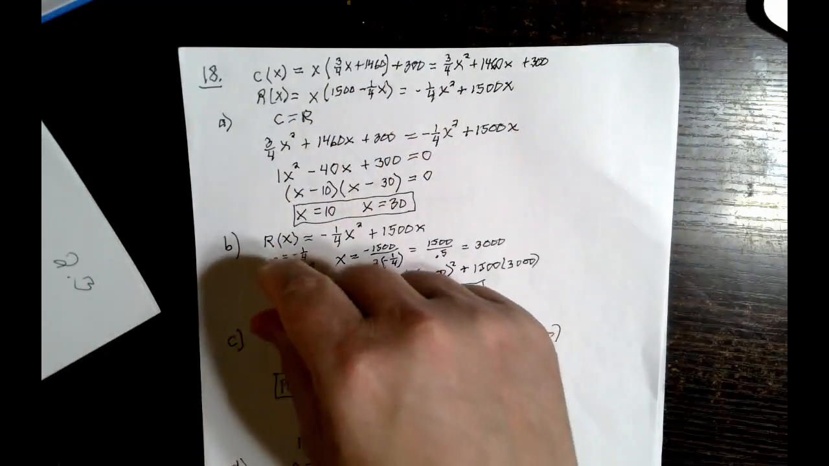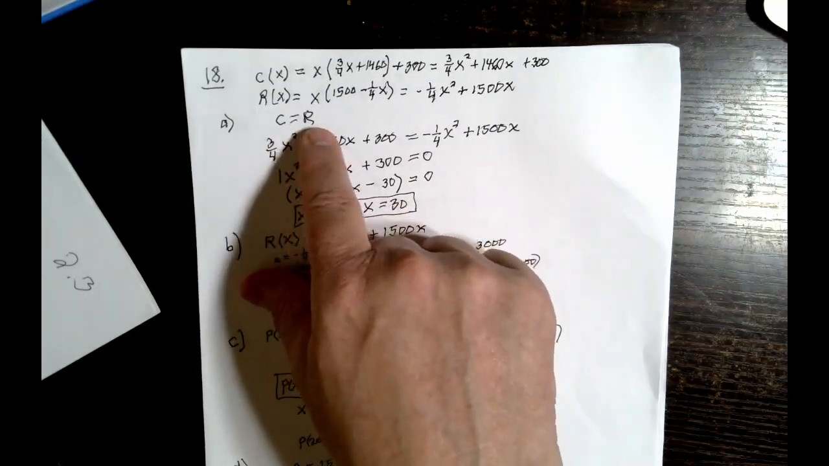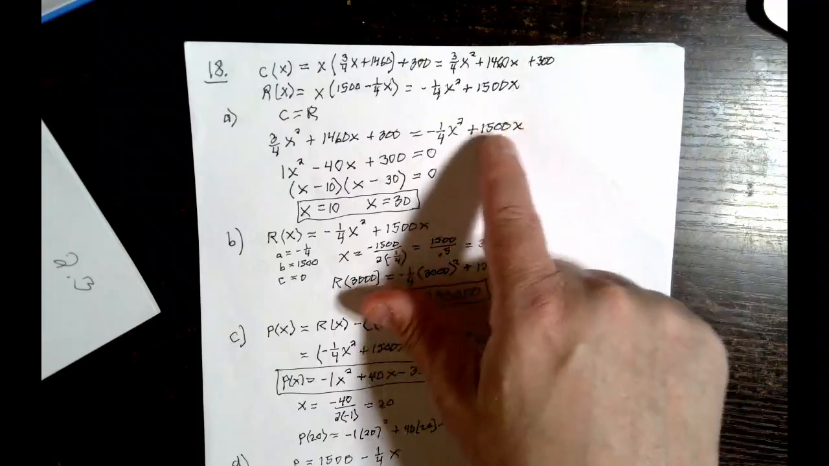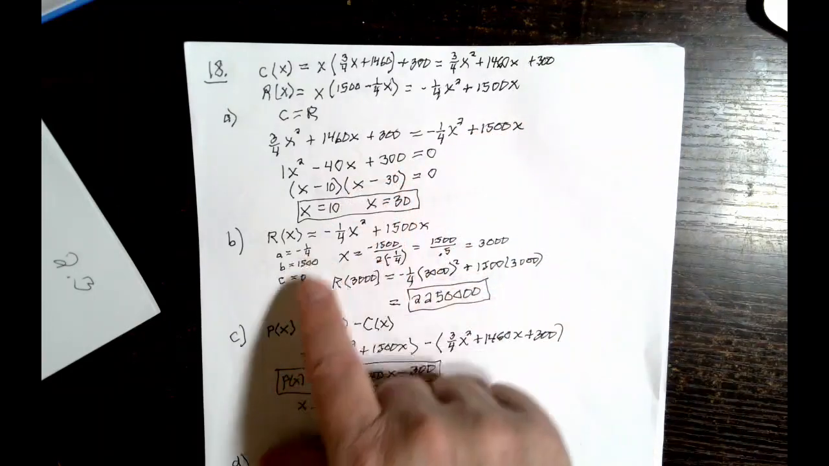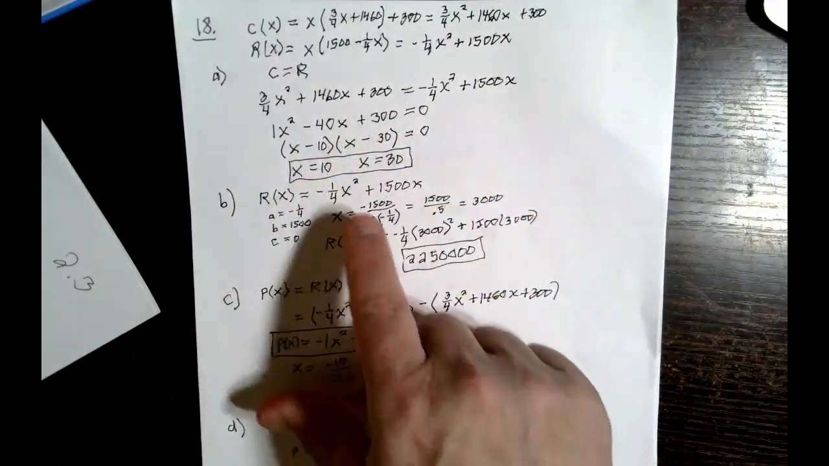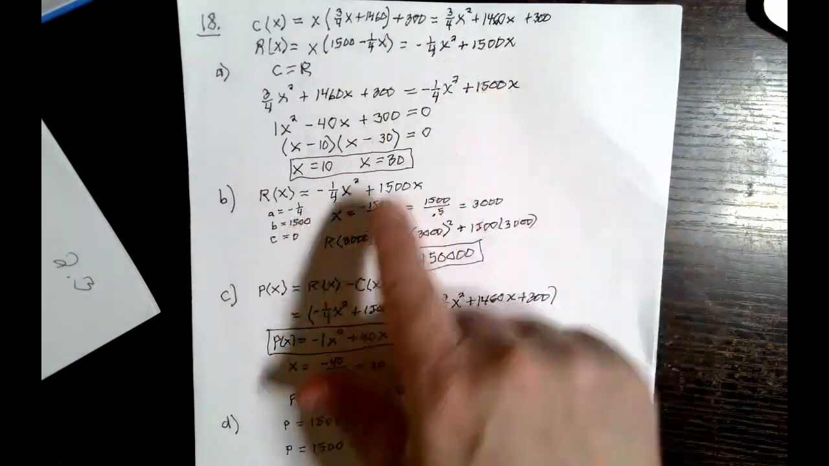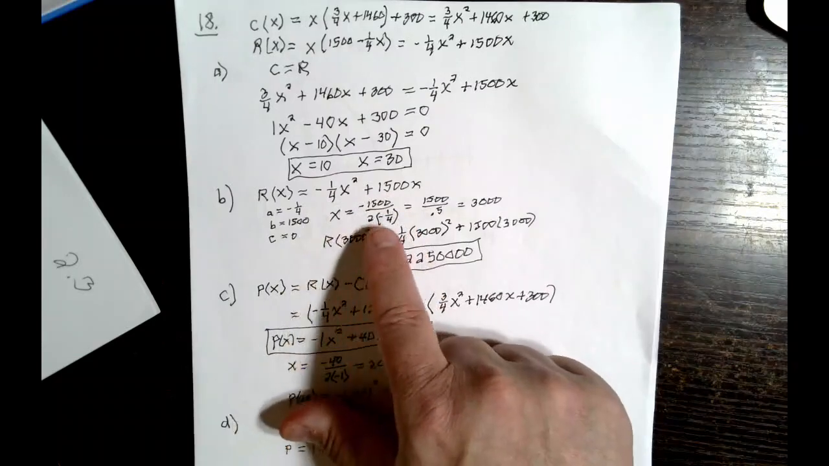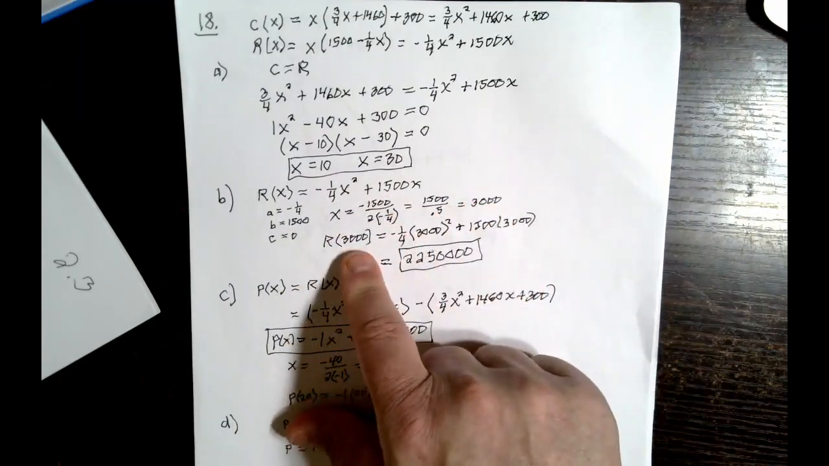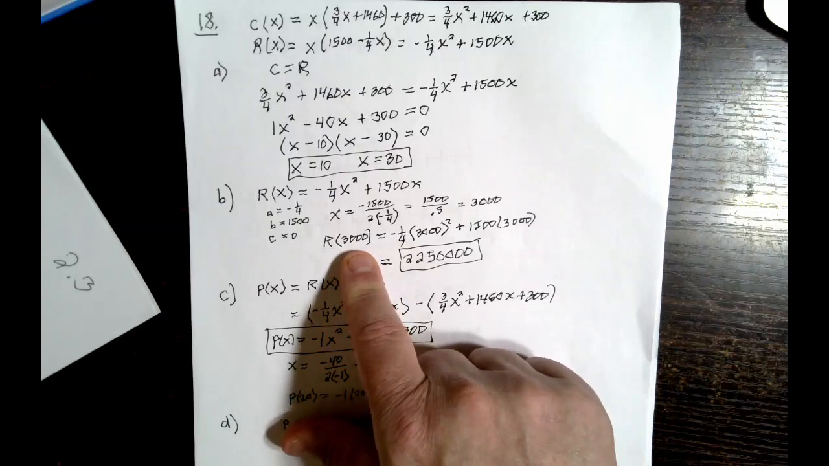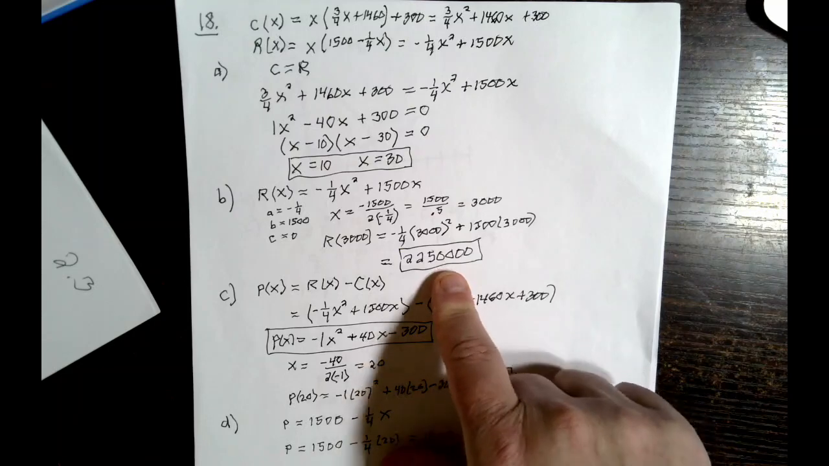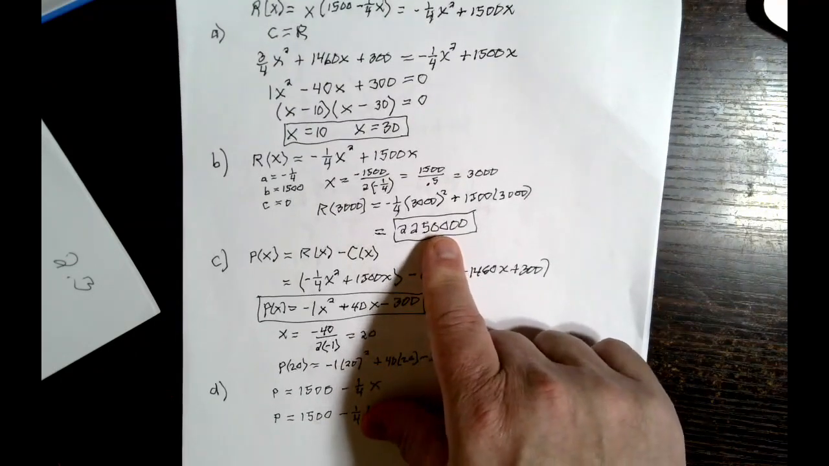And now they want to find the break-even point. So when does cost equal revenue? These guys set equal to each other. Throw everything to one side, factor if you can, and you get 10 and 30. Find the maximum revenue. Well, you take the revenue function and do negative b over 2a again. And it's 3,000 for x, and you plug that into the original revenue, and you get 2.25 million for your maximum revenue.